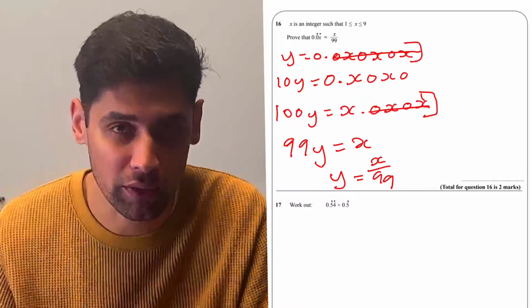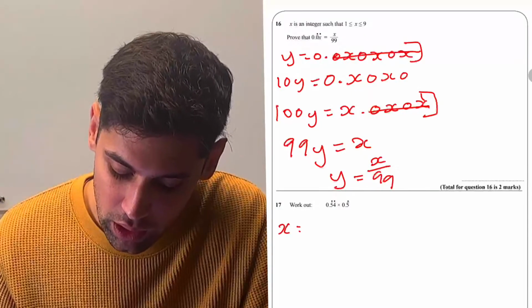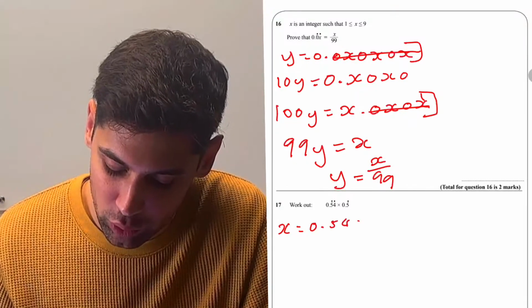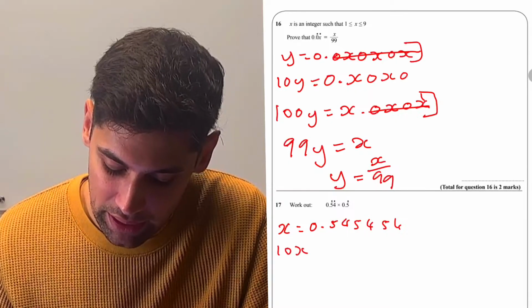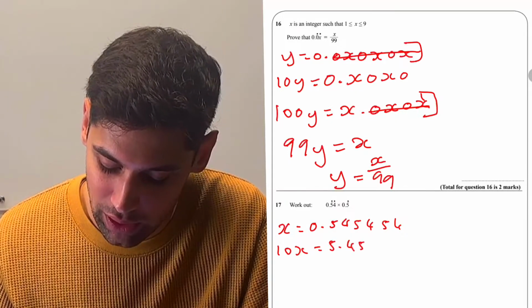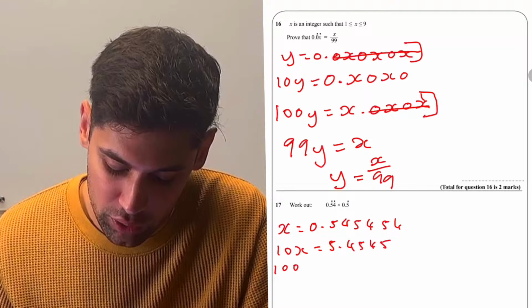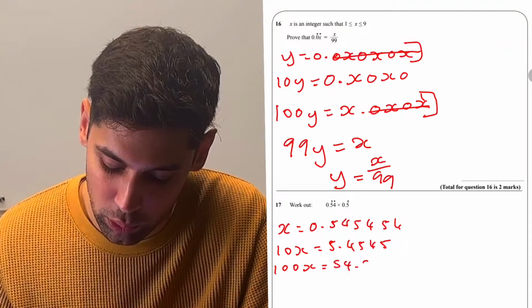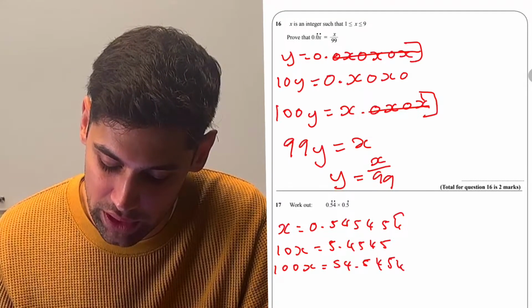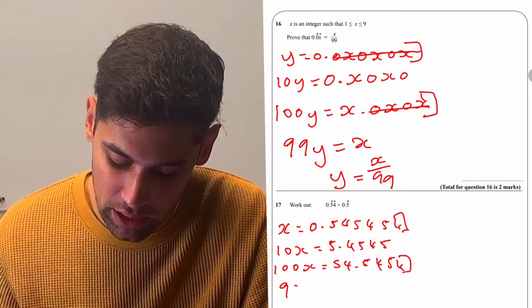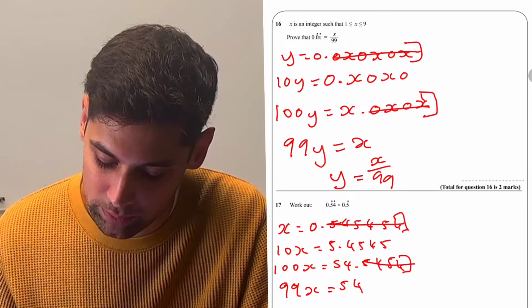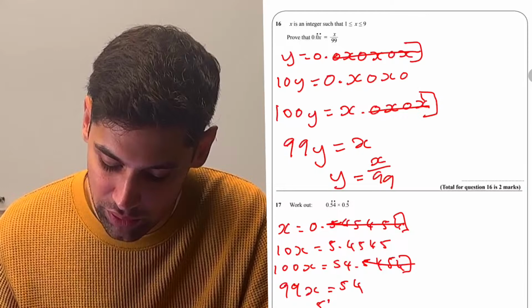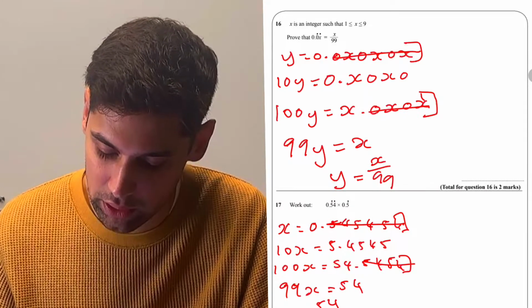So let's take 0.54 straight away. x equals 0.545454. 10x equals 5.4545. 100x equals 54.5454. These two are the same. We minus them to get 99x equals 54, because all those cancel out. x equals 54 over 99.